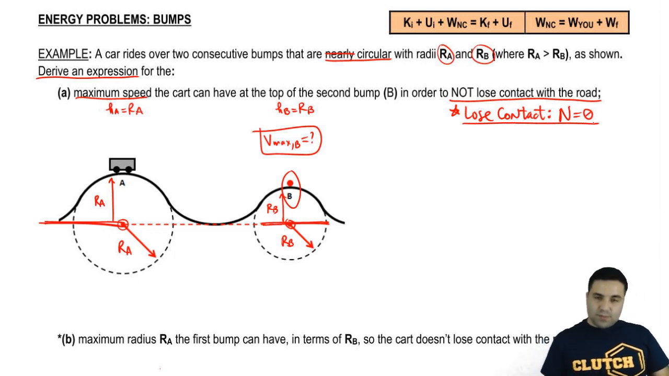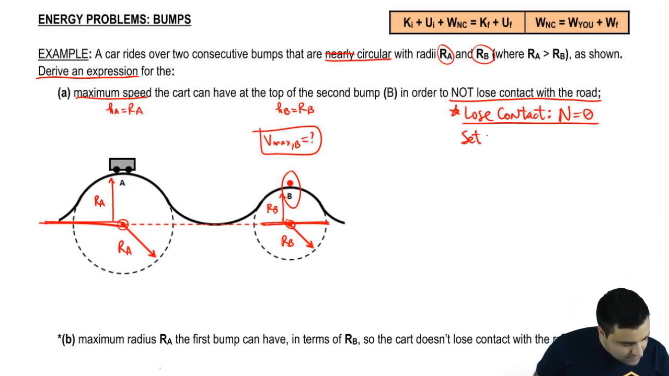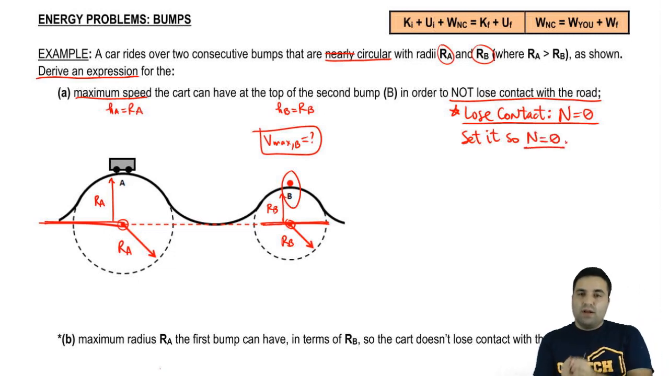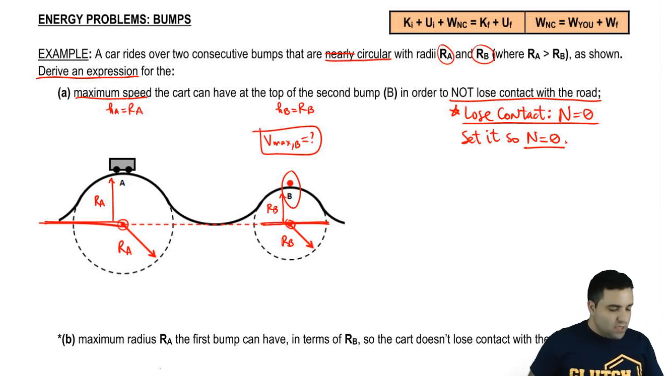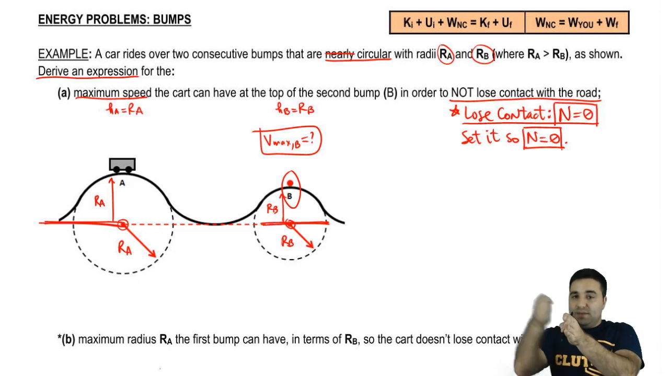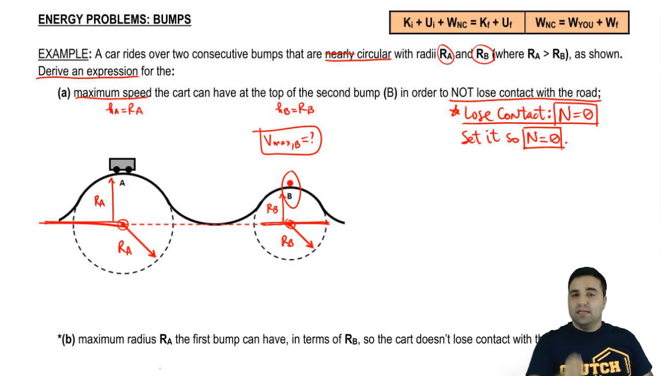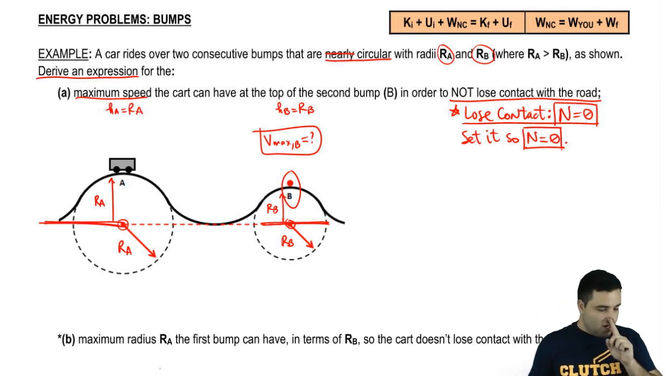Okay? Now, in these problems, the way we're going to set them up is a little bit counterintuitive. We're actually going to set it so N equals 0. Now you might be thinking you want to move in such a way that you don't lose contact, so that your N is not 0. Why would you set it up so that N equals 0? Well, the reason we do this is to find our boundary conditions, or basically the line at which N would be 0 if you're a little bit faster, or not 0 if you're a little bit slower. Basically the tipping point around which you're about to lose your contact with the road.